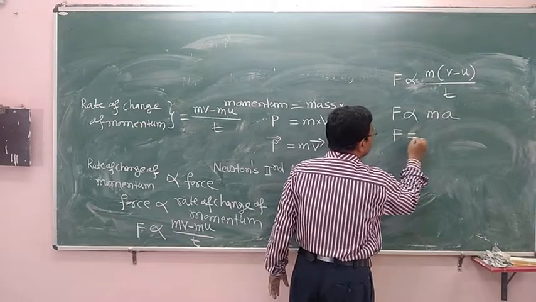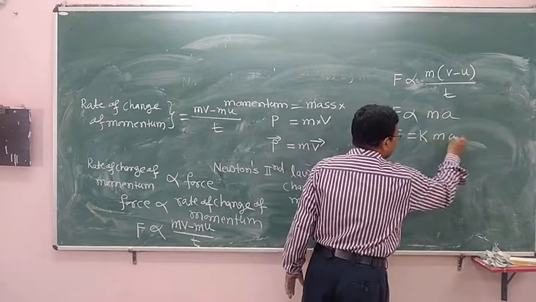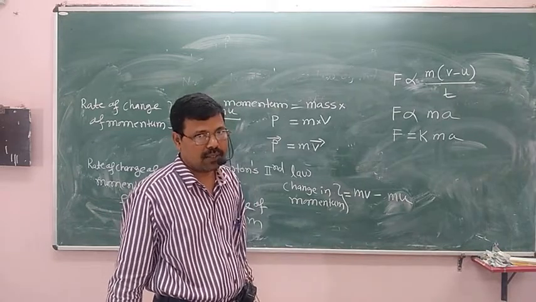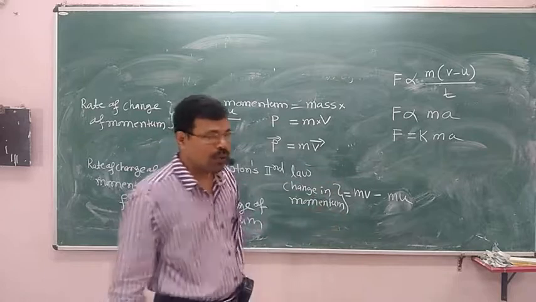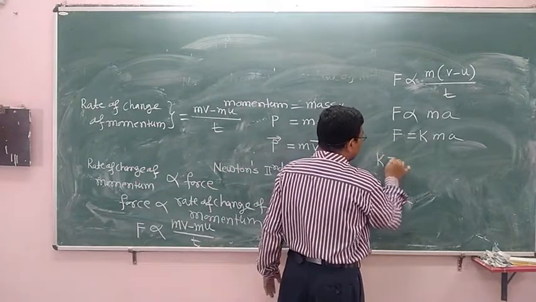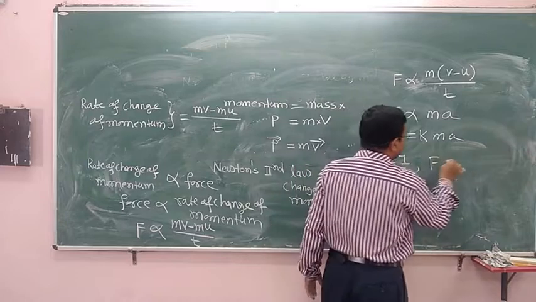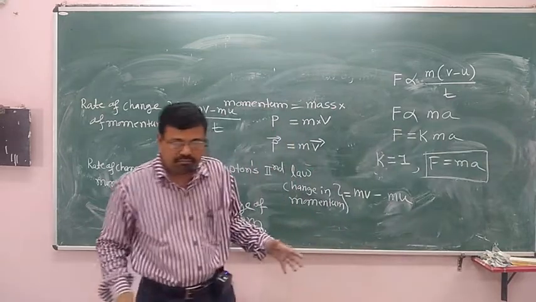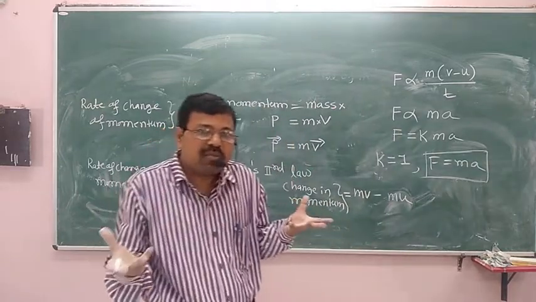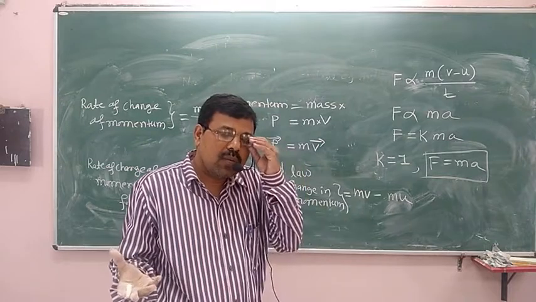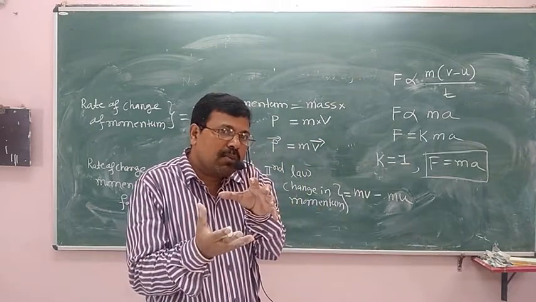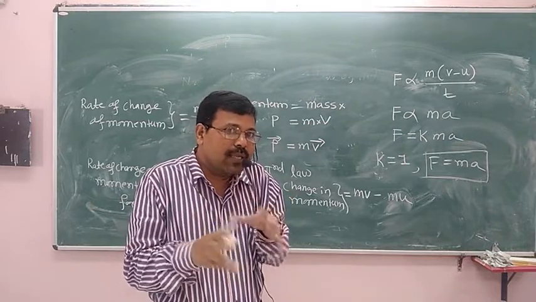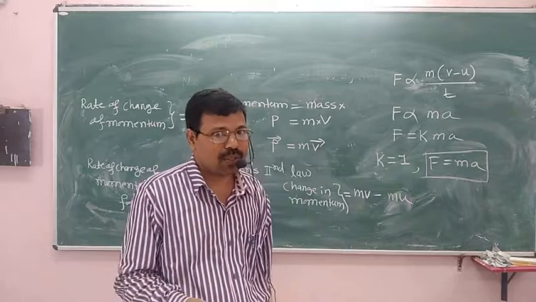F is equal to some constant into M into A. This constant is known as the proportionality constant. Okay? So if this value of K is 1, then F is equal to M into A. So we got a new definition for force. What is force? Force is the product of the mass of the body and the acceleration produced in it. Mass into acceleration is known as force.